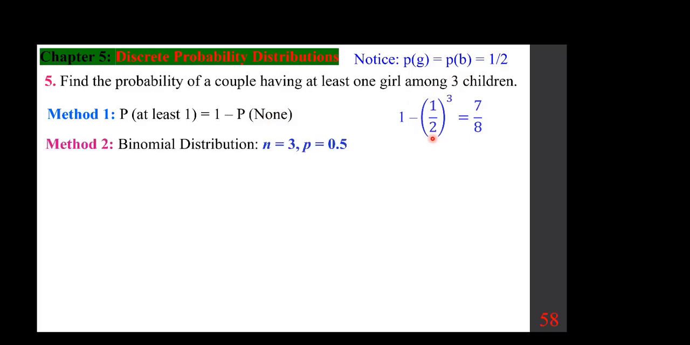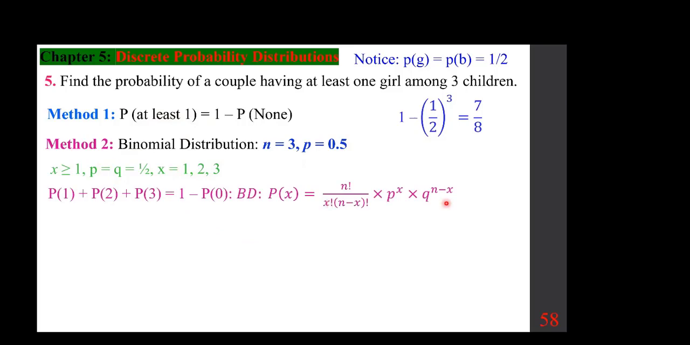Here's the second method. We can use binomial distribution. N is 3. There are two outcomes, B or G. P is 0.5. So we want X larger than or equal to 1 because we want at least 1. That means 1 is good, 2 is good, 3 is good. So we calculate each one and we add them up.